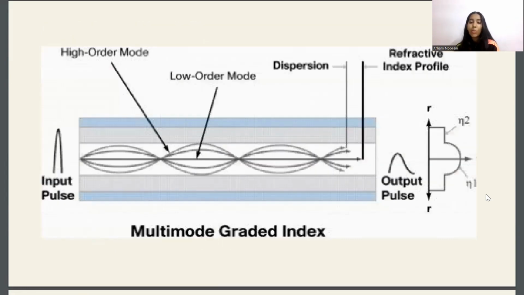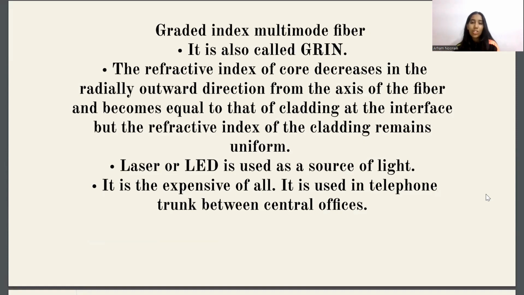Then we have multimode graded index. You can see there are a lot more propagations in a helical structure. It is also called GRIN, G-R-I-N. The refractive index of the core decreases in the radially outward direction from the axis of the fiber, and it becomes equal to that of the cladding at the interface, because the refractive index of the cladding remains uniform. Laser or LED is used as source of light, and it is the most expensive of all. It is used in telephone trunks between central offices so that there is no attenuation, that is disturbance.